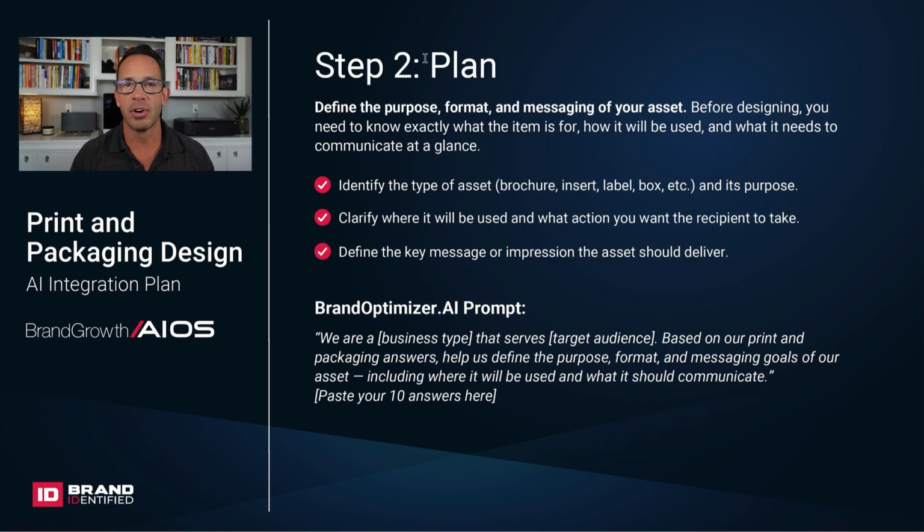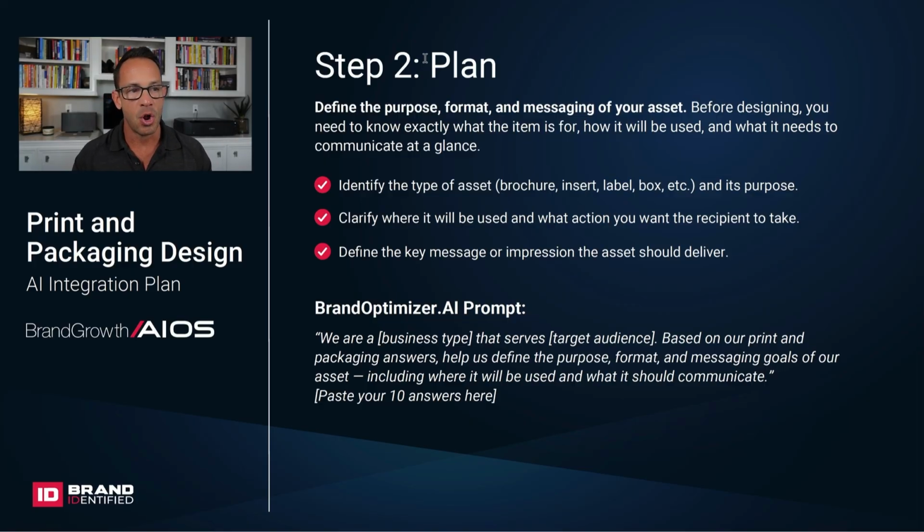So step number 2 here is to plan, and that is to define the purpose, the format, and the messaging for your asset. Before designing, you need to know exactly what the item is for, how it will be used, and what it needs to communicate at just a glance. So be sure to identify the type of the asset, whether that's a brochure, an insert, a label, or a box, and define its purpose.